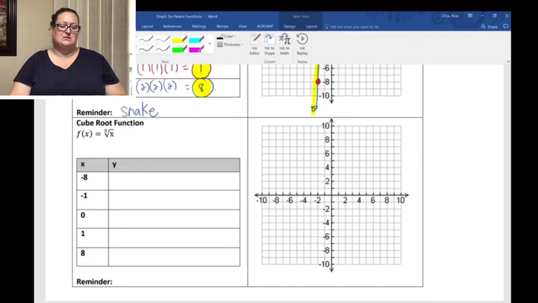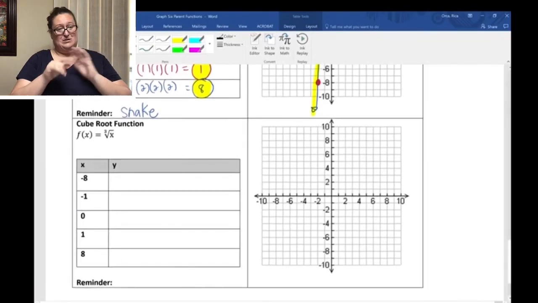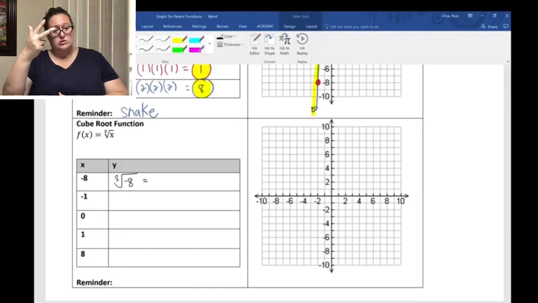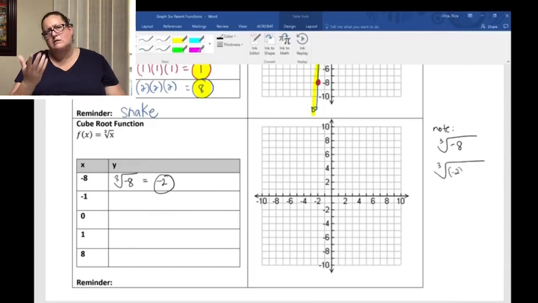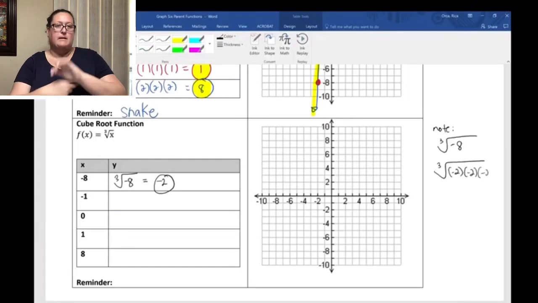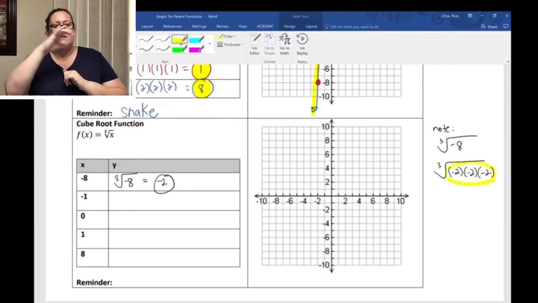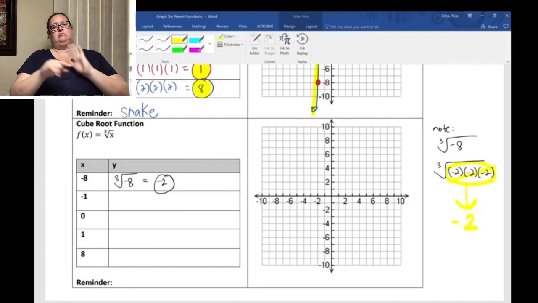Let's plug in -8. When x equals -8, we have the cube root of -8. The cube root of -8 is -2. And here's why. So I'll make a note. Cube root of -8. So we have the cube root of, well, what makes -8? That's going to be -2 times -2 times -2. And once again, because we're looking for the cube root, we're going to be looking for a group of 3 identical numbers. Here's our 3. The cube root of -8 is just -2. So let's go back to our table.